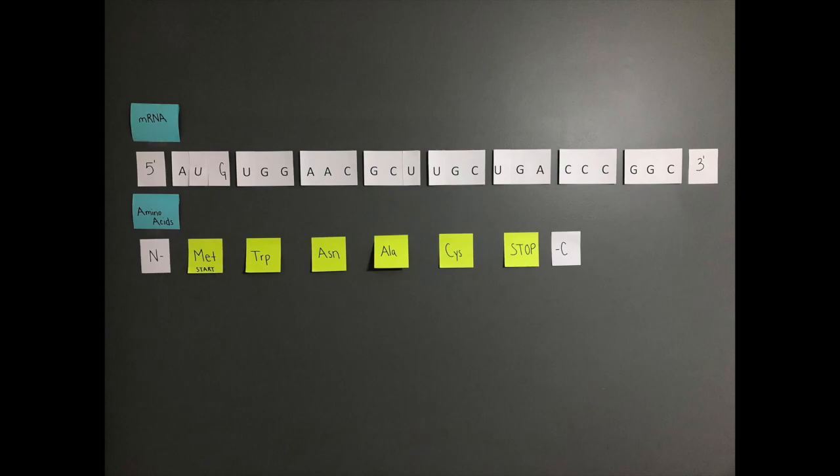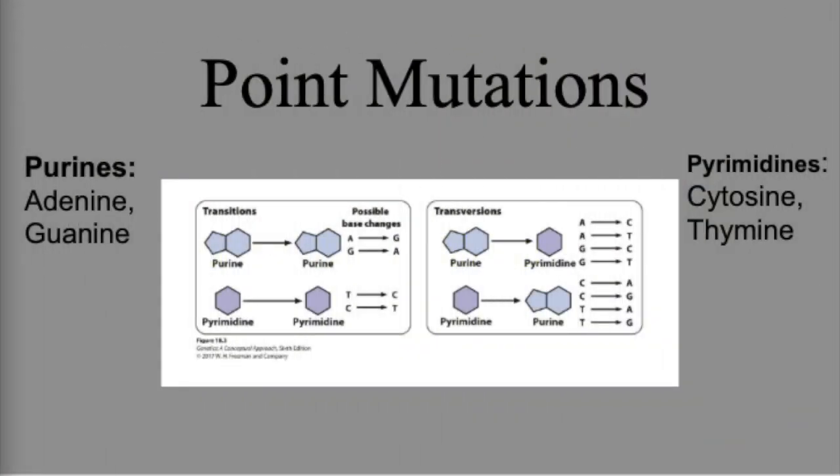Let's look at some mutations. Keep in mind these mutations occur in the DNA, so we will look at how the DNA mutation affects the mRNA and the amino acid sequence. Point mutations substitute one base for another. Two types of point mutations are transitions and transversions. Transitions substitute a purine for a different purine or a pyrimidine for another pyrimidine. A transversion substitutes a purine for a pyrimidine or vice versa.